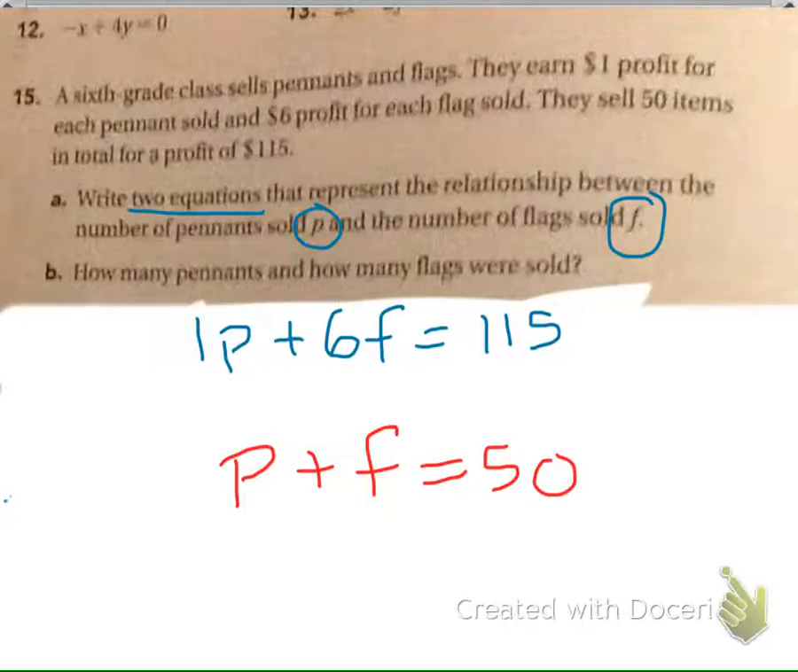Now B is asking how many pennants and how many flags were sold. So this is asking for the solution to the system. So at what point will these two equations be the same? Like how many pennants and how many flags were sold in order to make $115 and in order to sell 50 items total. So what we have to do, and it's kind of messy, I tried graphing this first and it got even more messy. So we're going to do the long way by taking both equations and then turning them into slope-intercept form so that we can set them equal to each other.